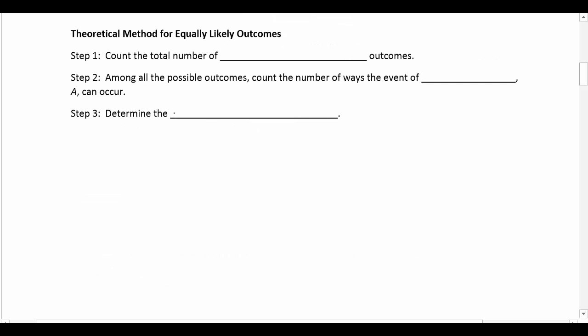Okay, so when we want to count the theoretical method for looking at equally likely outcomes, first thing we want to do is count the total number of possible outcomes. So what could happen? And among the possible outcomes, we want to count the number of ways that the event of interest, which is the one we actually want to measure, can occur. And then we want to determine the probability of that particular event.